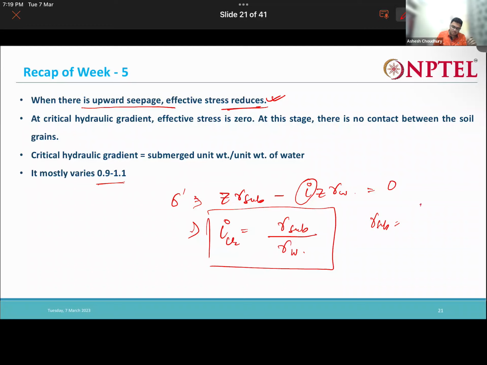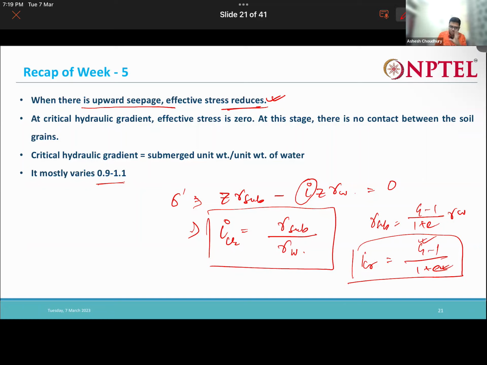G minus 1 by 1 plus e, times gamma W. And so if we get i critical, nothing else equal to G minus 1 by 1 plus e. So for any soil, if you know the void ratio and if you know the G value, the specific gravity, you can find the i critical value for any soil.